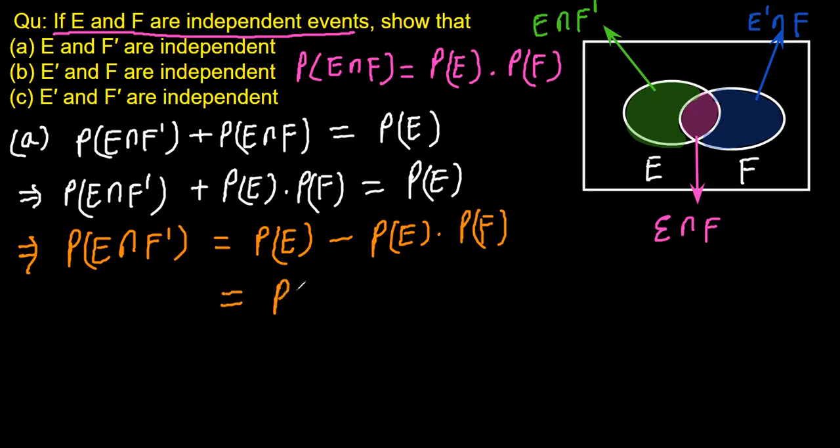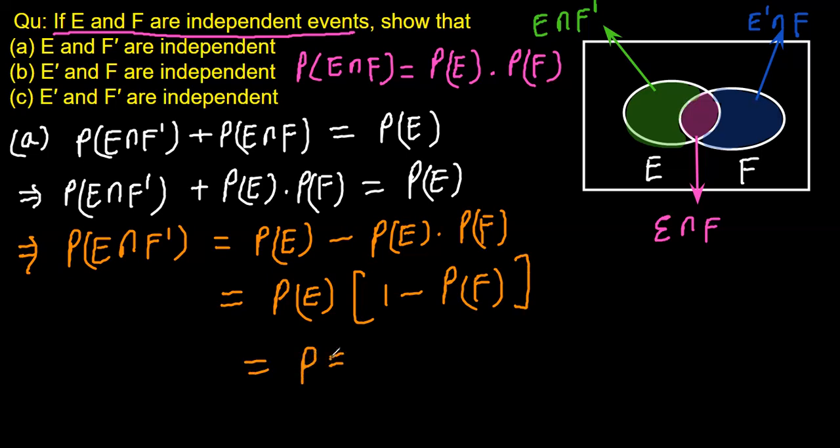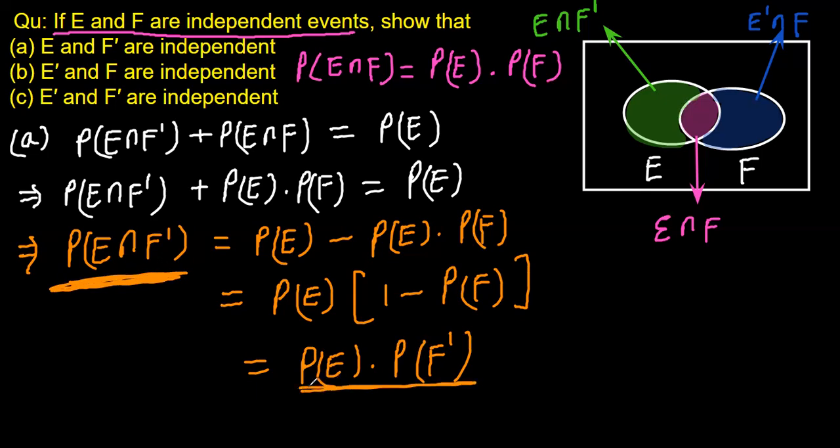Now we can easily take PE common, and inside we have 1 minus PF. Obviously, 1 minus PF is P of F complement, so this is PE into P of F complement. Look what we have got. We have got the probability of E intersection F complement is the same as the probability of E into the probability of F complement. So that means we just proved that E and F complement are independent.